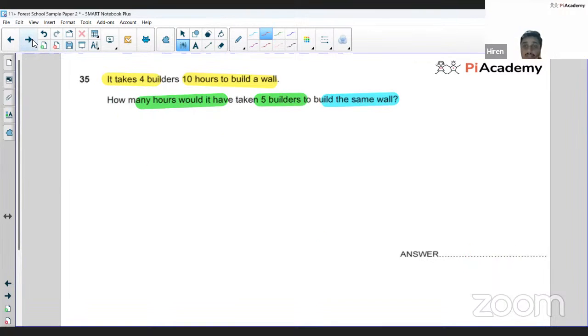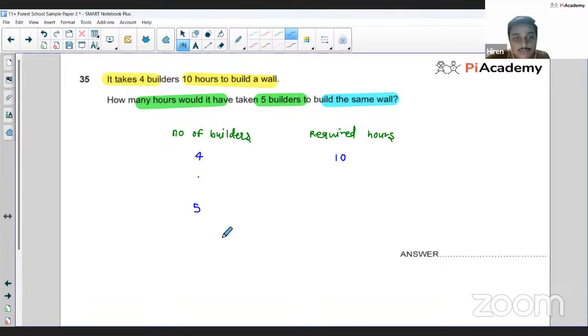Let's continue this question. Let's solve this. Here, what we have available is the number of builders, right? I can write one thing, that is the number of builders. And another thing is required hours, right? So what you have available, you can put here: 4 builders need 10 hours. So write it down. Now we are looking for 5 builders, right? But we don't know how many hours.